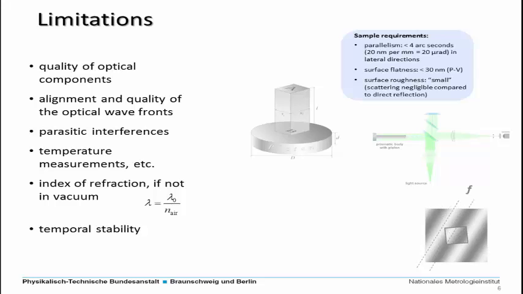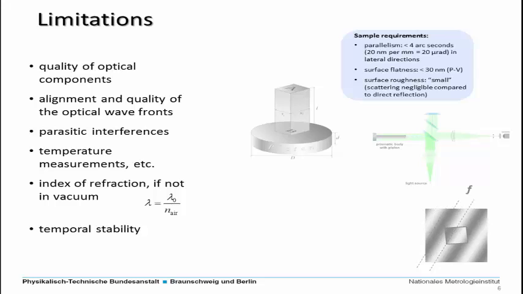First of all, there is the quality of the optical components, because, for instance, variations of the refractive index in the material of this beam splitter directly have an influence on the appearance of this interference pattern, and then we see this influence in the result of the length measurements. Also, the alignment and quality of the optical wavefronts is an influence which has to be taken into account, because if you have a tilted wavefront, this also has an influence on this interference pattern, and reduces the accuracy of the measurements, for example.